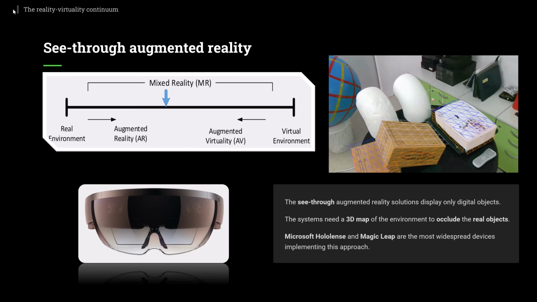The see-through augmented reality solutions do not record video of the environment and do not display surroundings. The environment is visible as if you were looking through simple glasses. Only the digital objects are projected onto the transparent display. These systems need a 3D map of the environment to occlude the real objects. Various scanning solutions are used to extract 3D information from the environment.